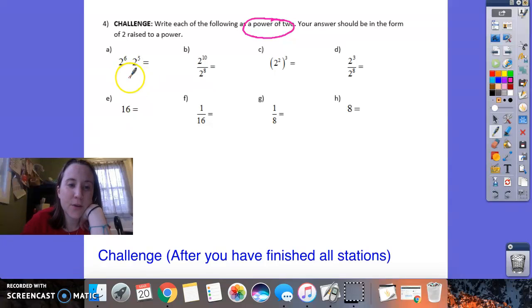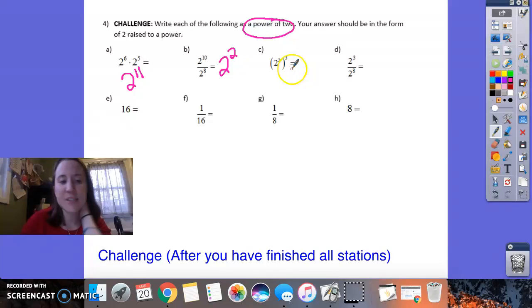All right, so this is our product of powers. So same base, the base stays the same. 6 plus 5 is 11. This is our quotient of powers. So 10 minus 8 is 2. Base stays the same. This is our product of powers. So 2 times 3 is 6. Base stays the same. This is another quotient of powers. 3, be careful, minus 8 is -5. So this would be 2 to the -5th power.